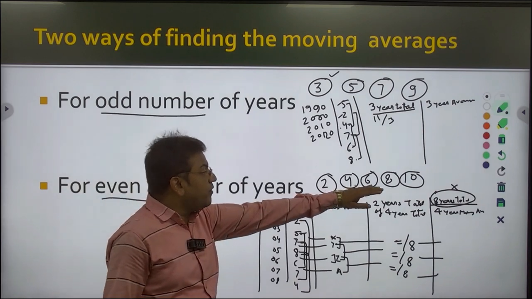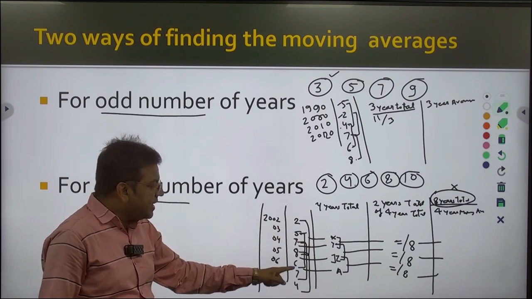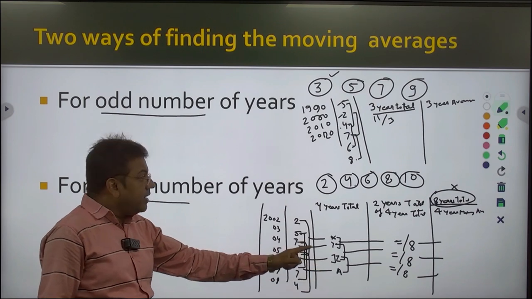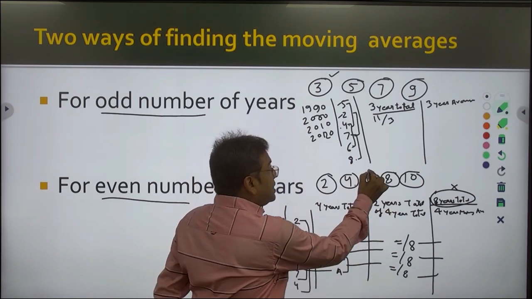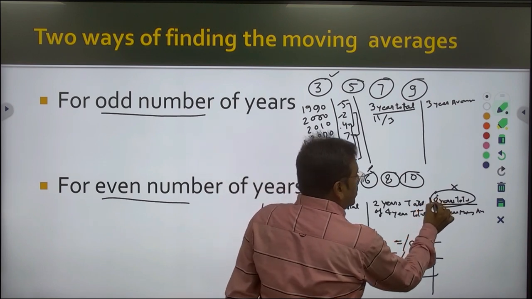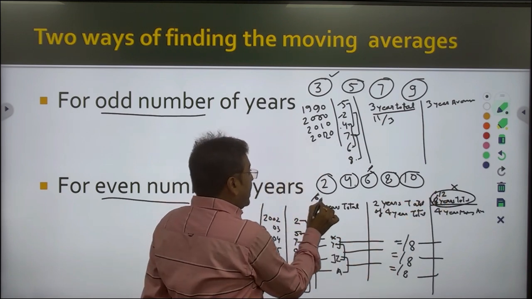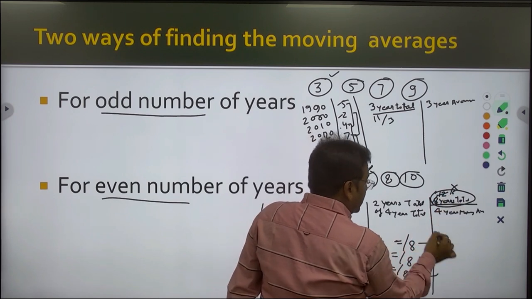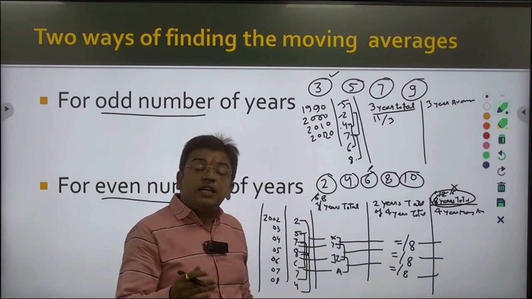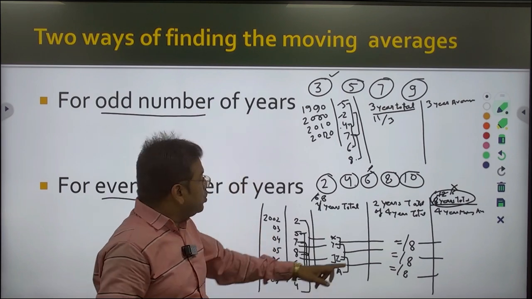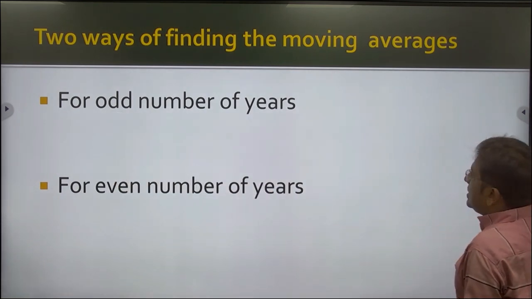If the question says you have to calculate the moving average of 6 years, you take the first 6 values, then the next 6, then the next 6. Then you add two values for the 2 year total and write it over here. Because you are calculating the 6 year moving average, you divide it by 12. When it is 8, you divide by 16. This is very important: the double of the number of years for which you are calculating is the number by which you divide the 2 year total. Clear? Now let us explore this with an example.